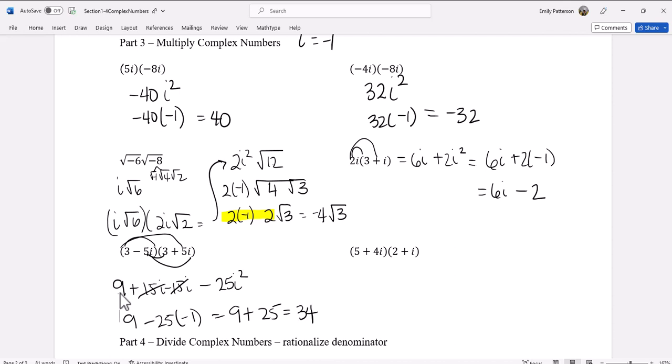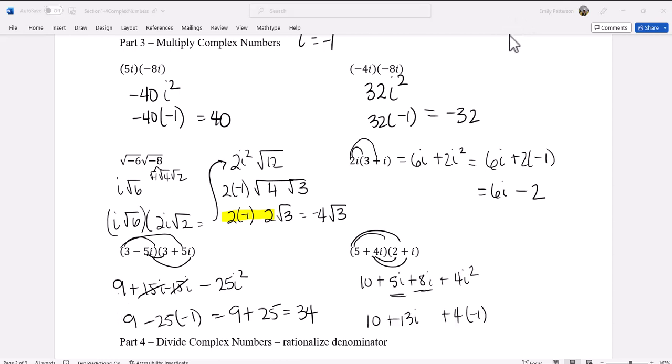So pause the video and go ahead and distribute. And make sure you simplify your i squareds. So the first thing we did is distribute everything out, but remember we can combine our i's. So 5i plus 8i is 13i, and then this is 4 times a negative 1. So 4 times a negative 1 is negative 4, so what I've got is the 13i, but I can combine that negative 4 and this 10 and get a positive 6.